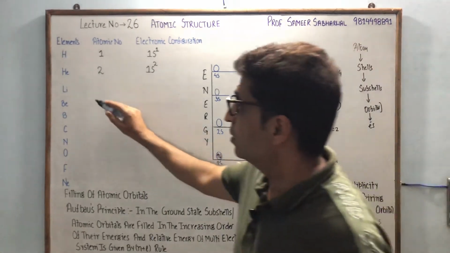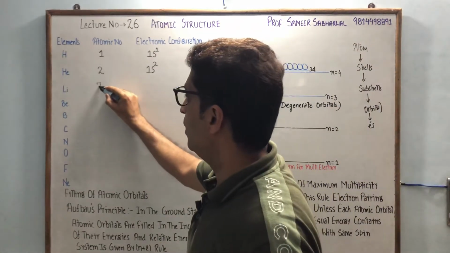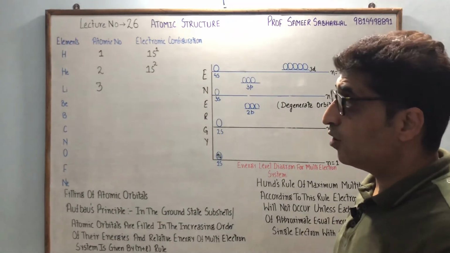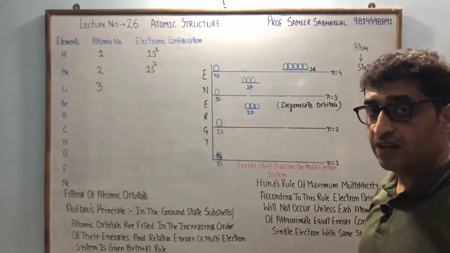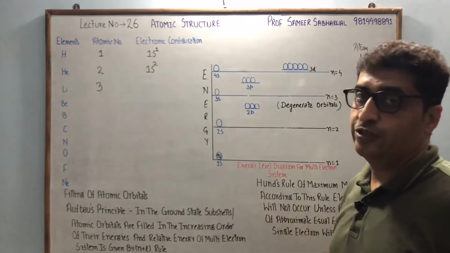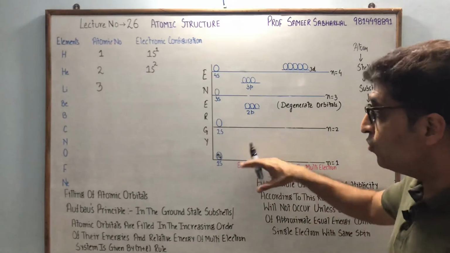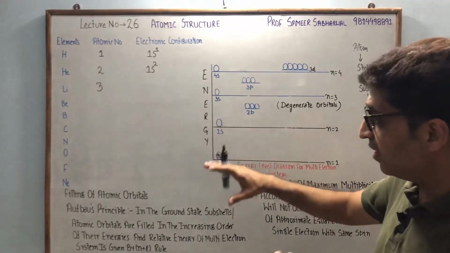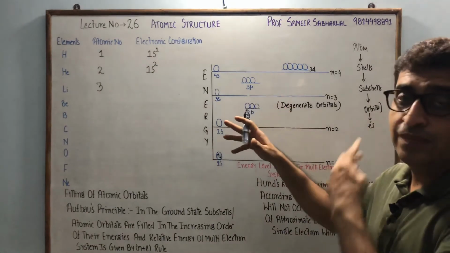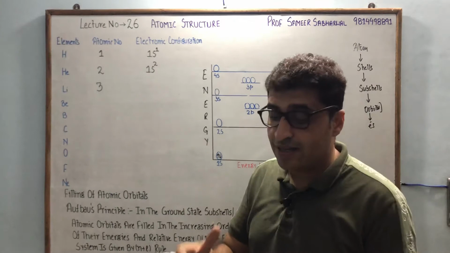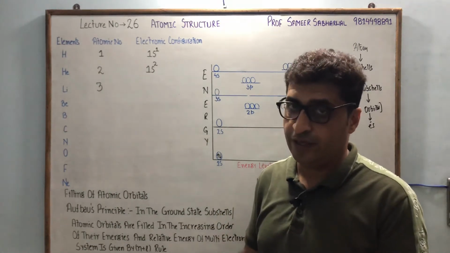Now I move to the third element, lithium, atomic number 3. Now if atomic number is 3, the first shell is filled, so the third electron will definitely go to the second shell. And how do we decide? Second shell means after filling of 1s, the second shell will come. That is given by n. Higher the value of n, higher is the energy.